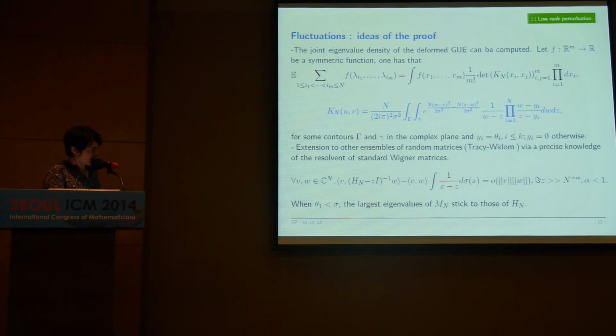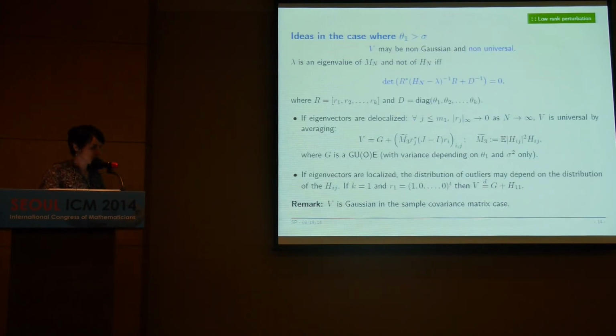Using this quite precise estimate, one can then show that when θ1 is smaller than sigma, so that eigenvalues do not separate, the largest eigenvalues of Mn stick to those of the non-deformed matrix. Let me now turn to some rough explanation of the spike case and explain why the matrix V may be non-universal.